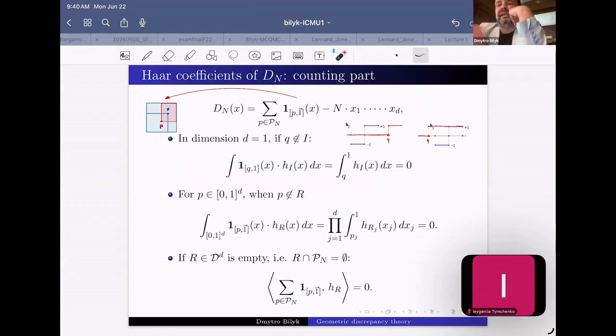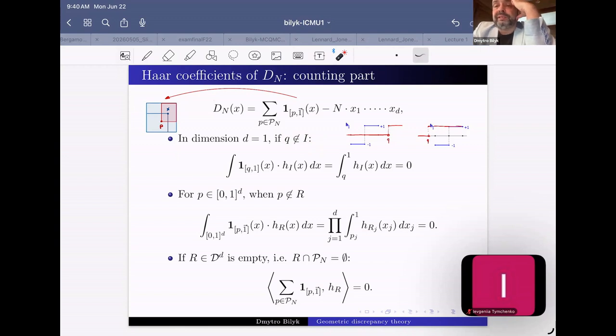One thing that you can easily check, let's start with dimension 1. If I take the indicator function of some interval q to 1 and integrate it against the Haar function, that's just the integral from q to 1 of the Haar function. If that point q is not in the interval, it's either to the right, and then you're just integrating against 0, or it's to the left, and then you're integrating against 1, which means, well, Haar functions have mean 0, so you get 0 in either case.